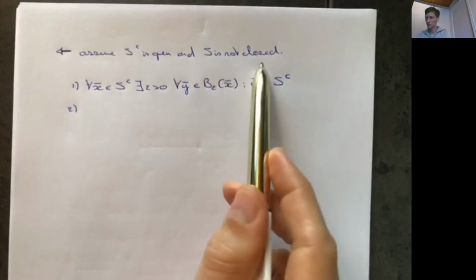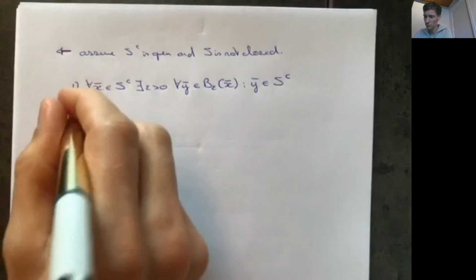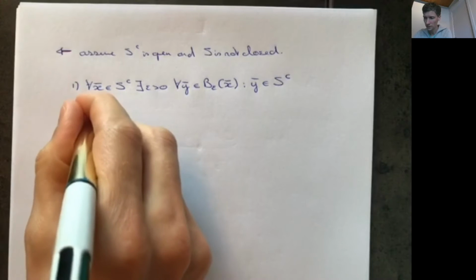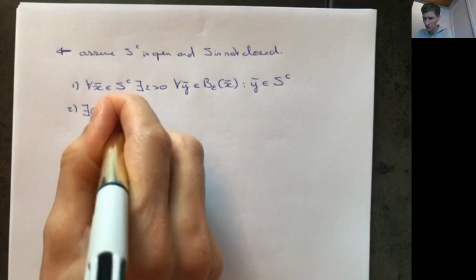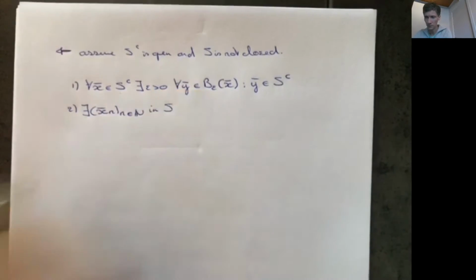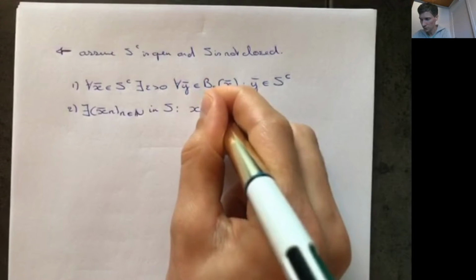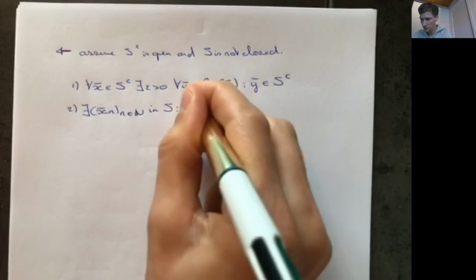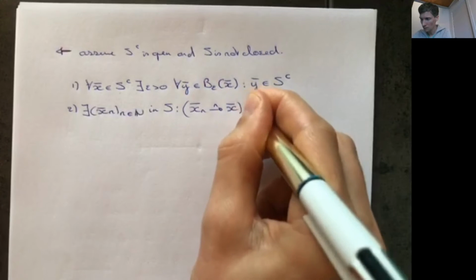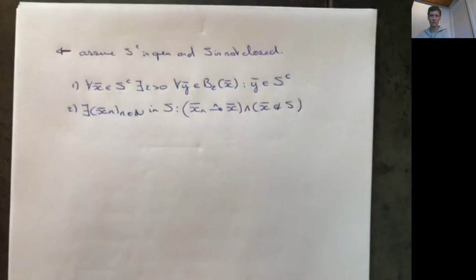And S is not closed, so we have to negate the definition of being closed. So we have that there exists a sequence xn in S such that the sequence xn converges to some x, but the limit x is not in S.